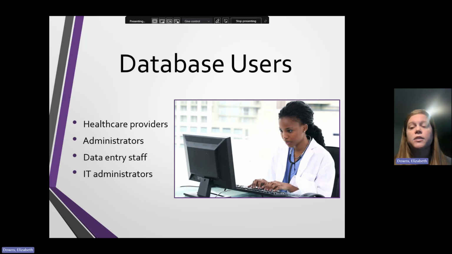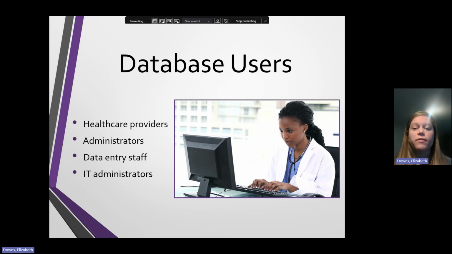As we move into the analysis phase, we will discuss the users. The database users include healthcare providers, administrators, data entry staff, and IT administrators. Healthcare providers must have competencies in patient care, medical record documentation, and procedural knowledge. These providers are the stakeholders and end users and provide valuable insight to the project during this analysis phase.